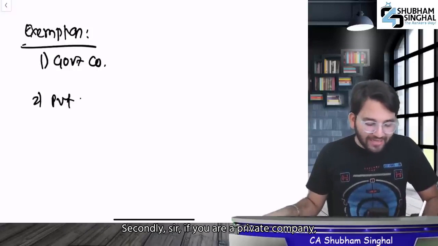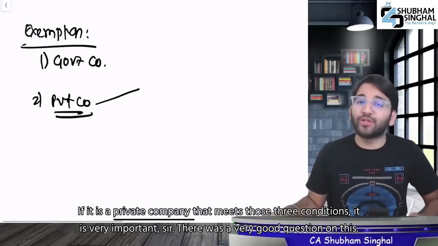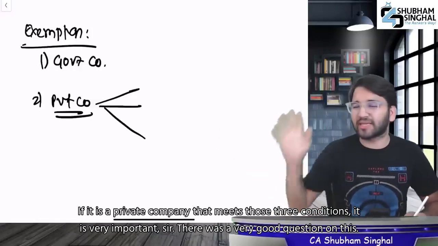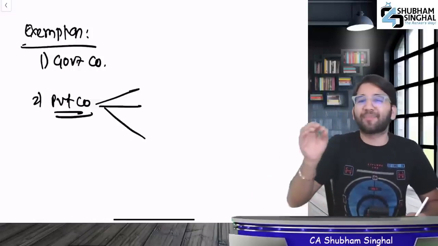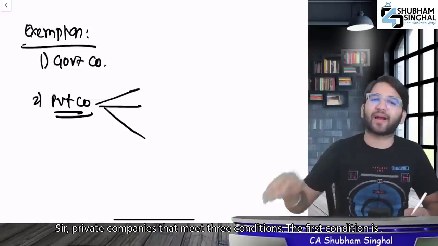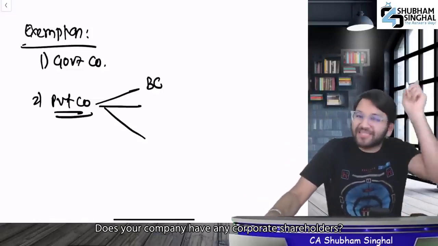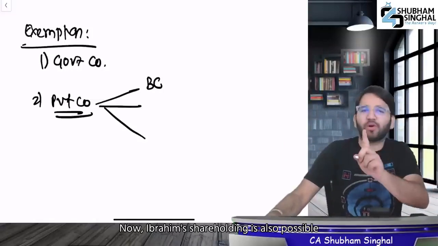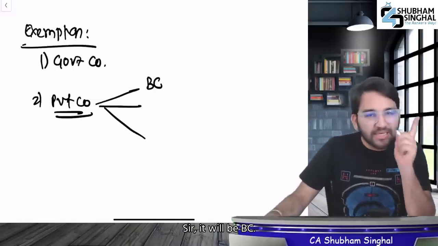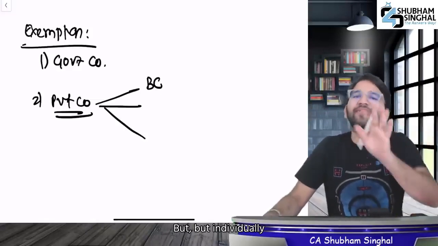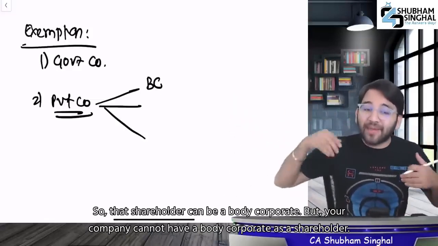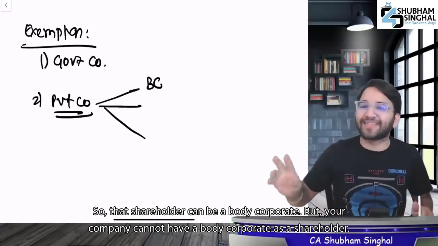Secondly, a private company that meets 3 conditions. It's important, and there was a very good question on this. First condition: there should not be any body corporate shareholder. Does your company have any corporate shareholders? Does Dawood Ibrahim have shares? He would be an individual, not a body corporate. He can be a shareholder, but your company cannot have a body corporate as shareholder.